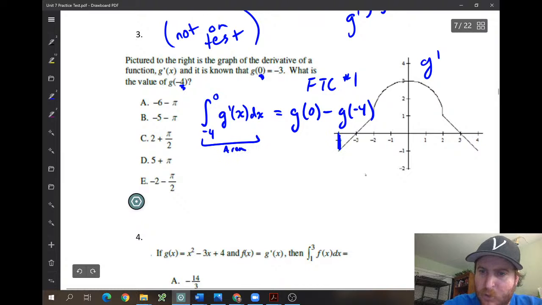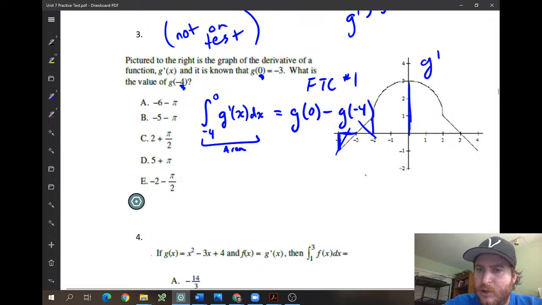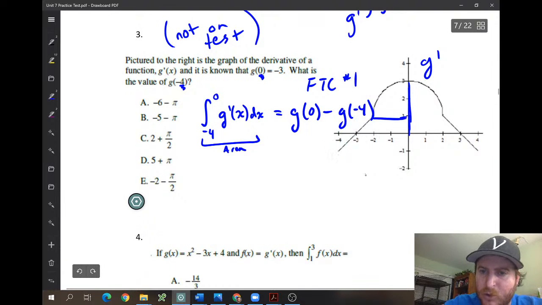So from -4 to 0, okay, that's a little triangle, that's a little triangle. These I could actually just cancel out. And then I have a rectangle and a quarter circle. Okay, I'm not going to cancel them out. I'm going to just do them. But if you wanted to save yourself time, you could cancel them out.